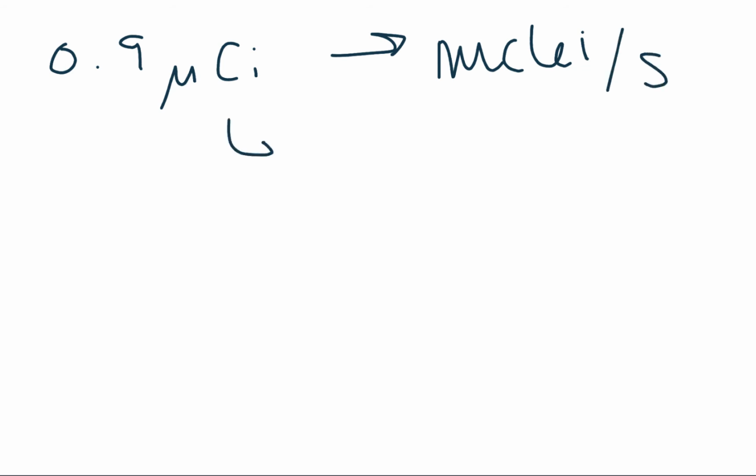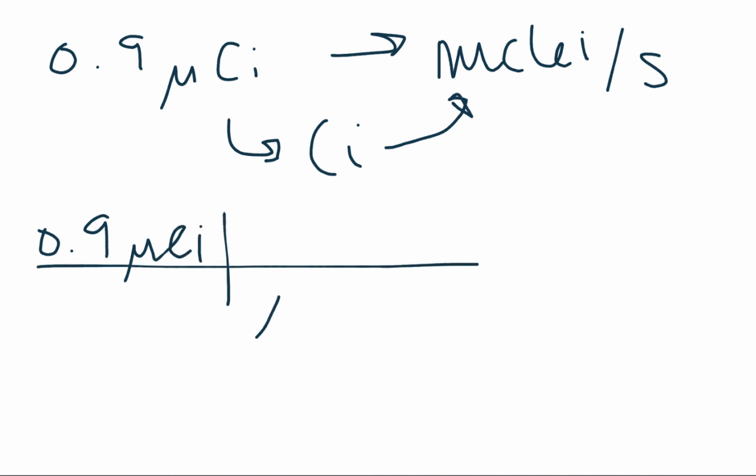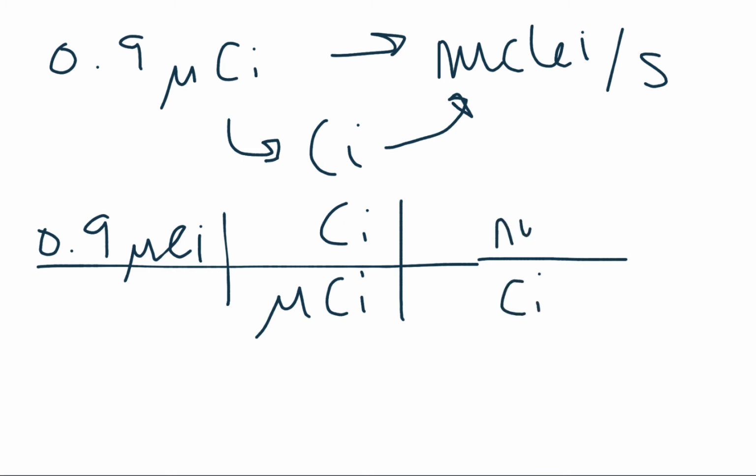So we can go from microcuries to curies, and then we can go from curies to nuclei per second. Curies are defined as disintegrations per second, right? But what's disintegrating? The nuclei. So you could write it as disintegrations per second, or you could write it as nuclei per second. So if we have 0.9 microcuries, we can first convert that into curies. We want to cancel the microcurie, so we'll put that unit on the bottom. We want to convert to curies, so we'll put that unit on the top. And then we want to go from curies to nuclei, or disintegrations per second.